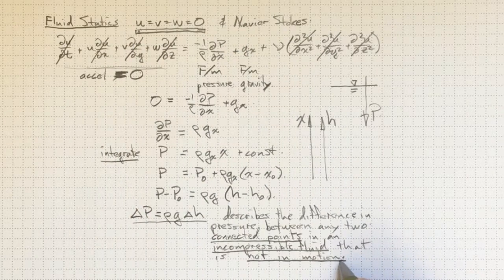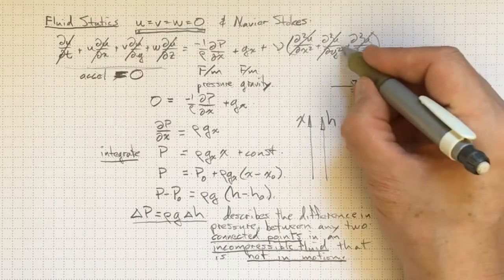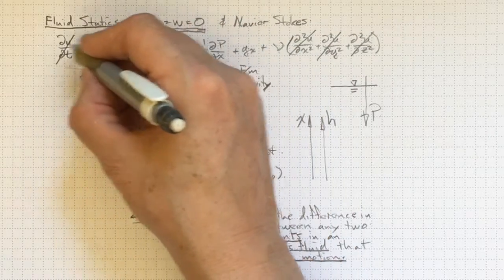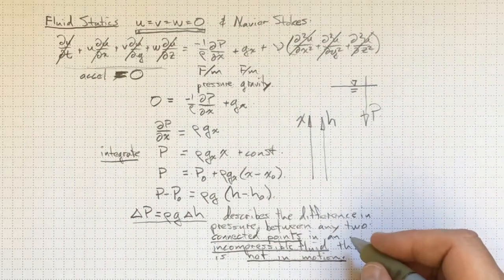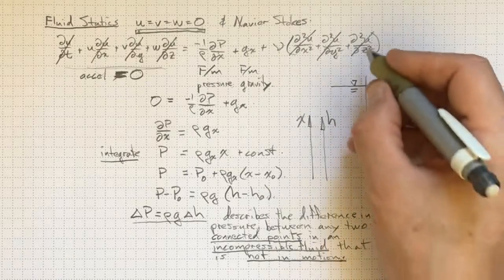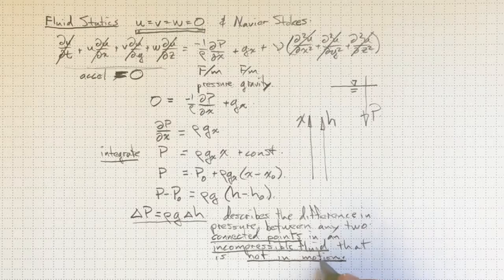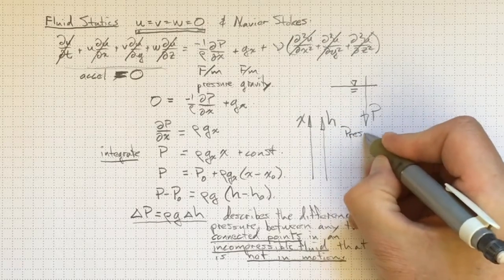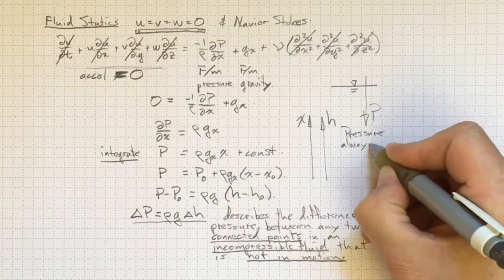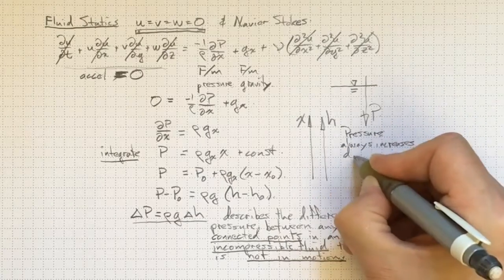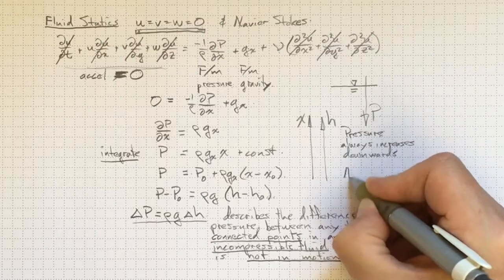Now, we'll actually be able to relax this one a little bit as long as we still find that all of these terms in our Navier Stokes equation, all of these terms that are associated with the inertia and the acceleration, are small compared to the pressure and gravity terms. So it doesn't necessarily require that things be absolutely still, just that they be very close to still. Finally, we need to remember that pressure always increases downwards and that we should always check our signs.